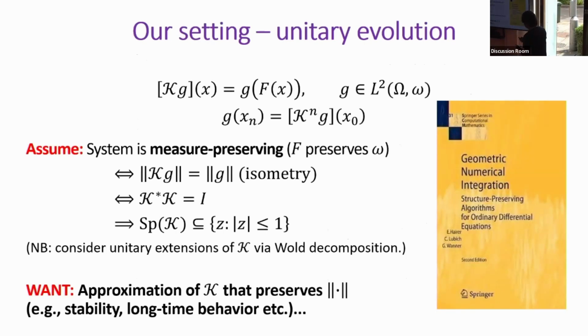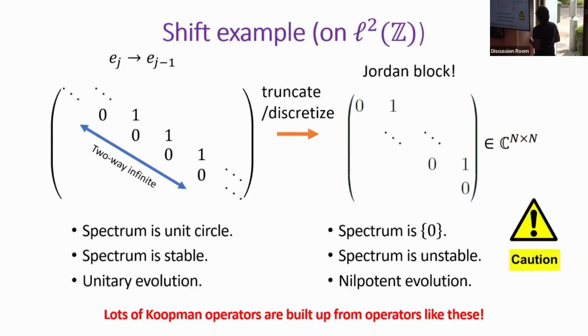No? All right. So let's go back to my favorite example, the shift operator. Remember, we had this infinite matrix, which is unitary. But then when we truncate, we get a Jordan block. And remember, lots of Koopman operators are built up out of this. You can think of this as the Koopman operator of a measure preserving shift system, right? So does anyone have any idea how you might take this Jordan block and fix it in a very simple manner to get something that's a bit like a shift?